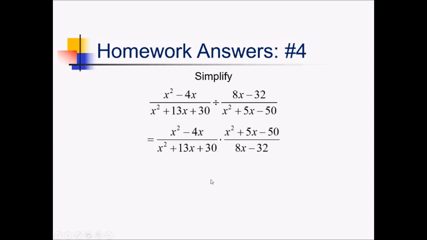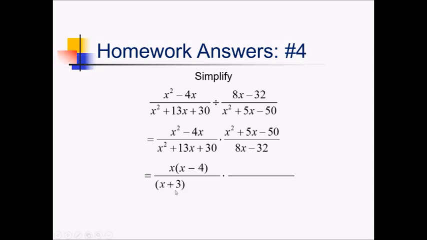So in the upper left, we can take out an x, leaving me with an x minus 4. In the lower left, I need factors of 30 that add up to 13. 1 and 30 doesn't work, neither does 2 and 15. 3 and 10 works, because 3 plus 10 is 13.